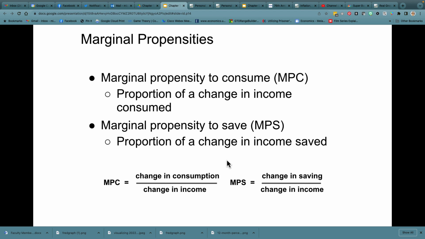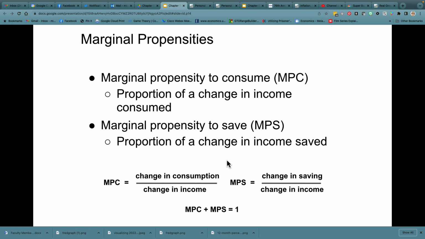So again, what we're talking about here is a change in income, and that change in income can get split into consumption and savings. So the MPC is calculated as the change in consumption divided by the change in income. And the MPS is calculated as the change in savings divided by the change in income. Because the change in consumption and the change in savings have to add up to the change in income, we also have this relationship. The MPC plus the MPS must equal 1.